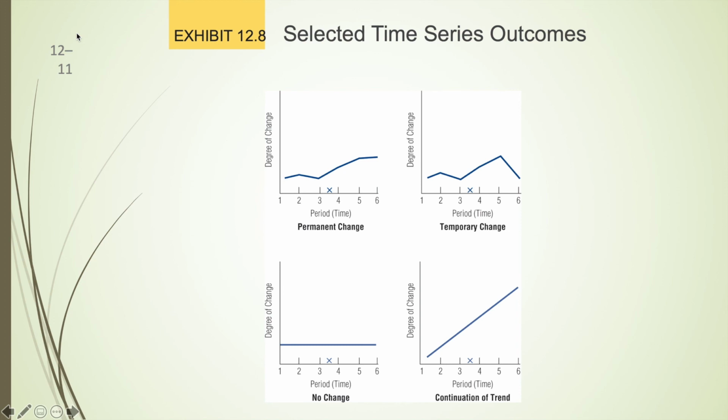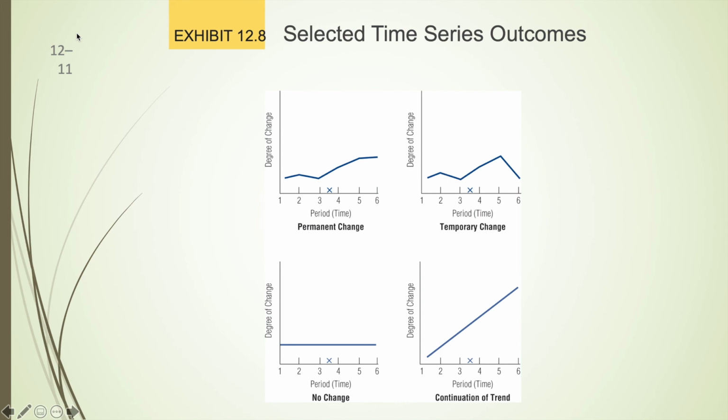Temporary change, you see from 1 to 3, how things are before the treatment. Between 3 and 4, you see the treatment. But then you see an increase all the way to 5, and then it drops off. Perhaps people received training and they were good, but they forgot their training. And that's called extinction. And then you see the drastic drop-off of the change. No change you see here at the bottom left. It's just a straight line across.